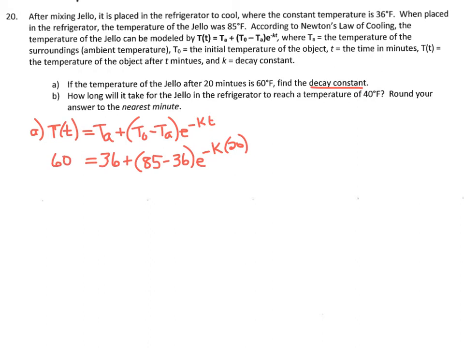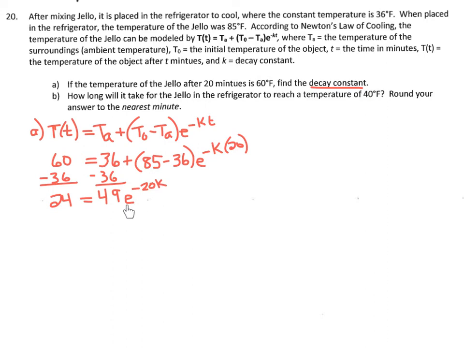All right, so let's first subtract 36 from both sides. So that's going to leave us with 24 equals. Now, if you want to combine these, 85 minus 36 is 49. You could write this as 49e to the negative 20k. I'm going to put the 20 before the k. So again, if you combine the 85 minus 36, that'll give you 49. And then I'm just going to bring everything else down. e to the, and since negative k times 20 is negative 20k, I'm going to write it like that.